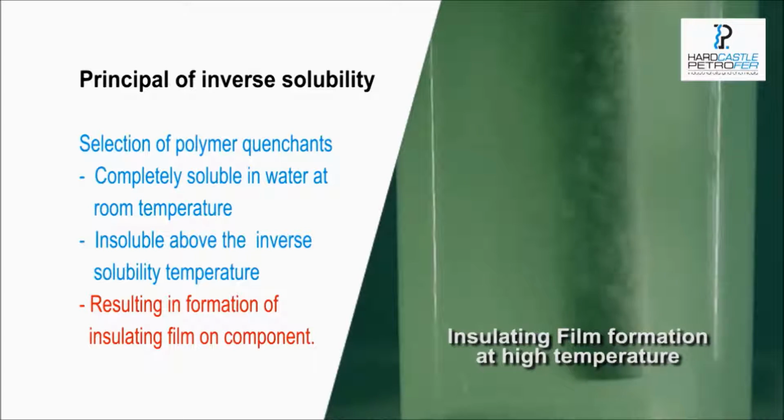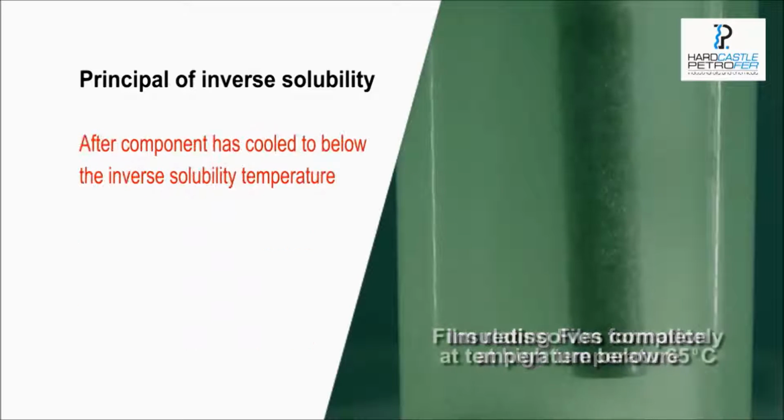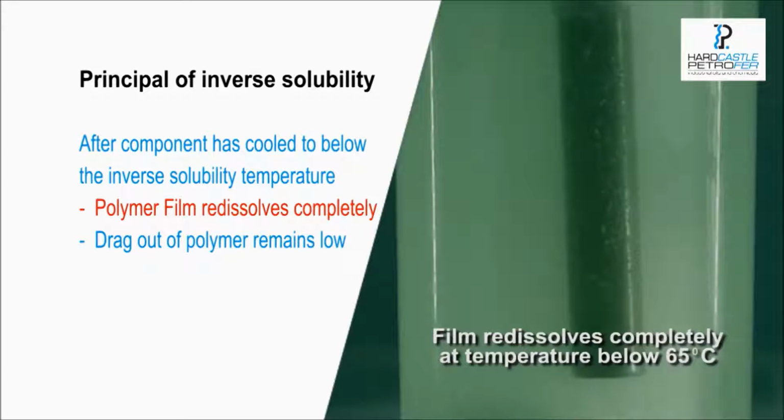The thickness of the insulating film formed varies with the concentration of the polymer in the original solution. When the component cools to below the inverse solubility temperature of the polymer solution, the film starts to redissolve completely, thus ensuring the drag out of the polymer remains low. Hence, these polymer quenching solutions are very economical in use.